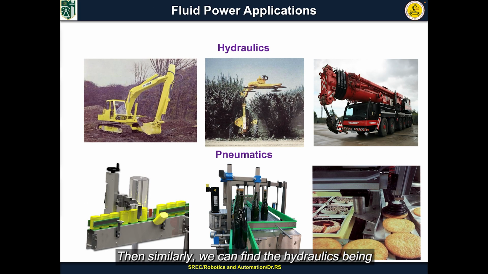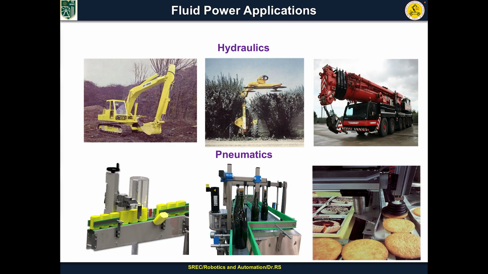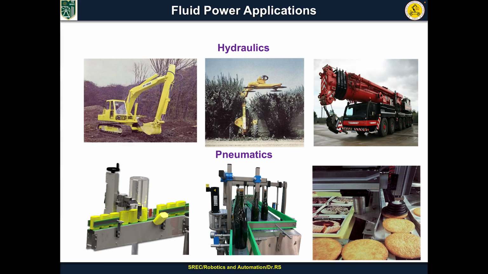Then similarly, we can find hydraulics being used in various sectors like mobile, industrial, and aerospace. Hydraulics is used for construction, agricultural, marine, and defense applications. Similarly, in industrial applications, we can find machine tools and industrial automation. Based on the power requirement, hydraulics is used in commercial aircraft, military aircraft, and other related equipment. For example, in aerospace, hydraulics is used in landing gears. So we can identify the specific application and use hydraulics and pneumatics accordingly.